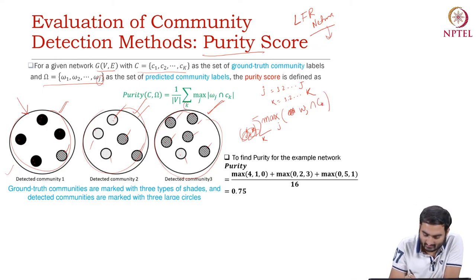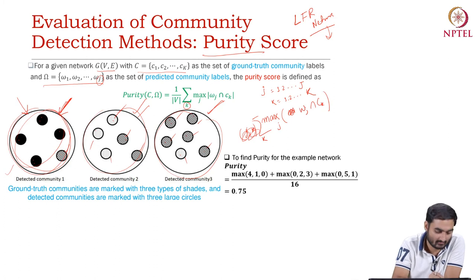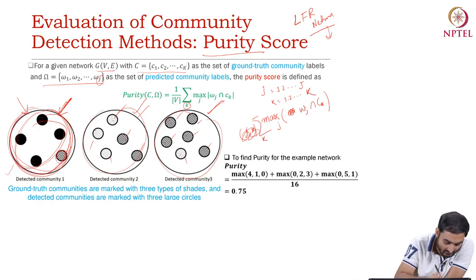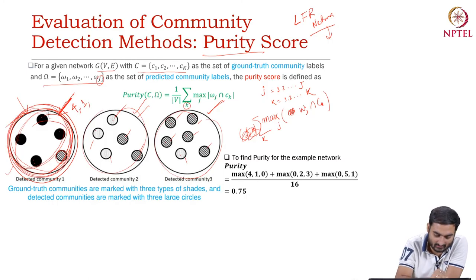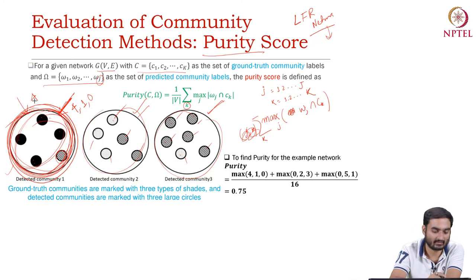What does it mean? Let's take one community. So this is one detected community, right? Then you take the intersection of this one with the black community, with the shaded community, right? When we take the intersection of this community with the black community, the value would be 4. Intersection of this detected community with the shaded community would be 1, and the intersection with the dotted community would be 0. And we take the max. So the max is 4, right? So for this one, the correct classification is 4. And that's the majority.